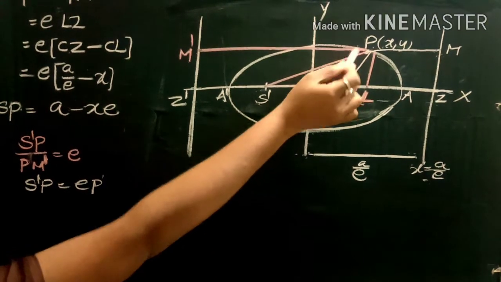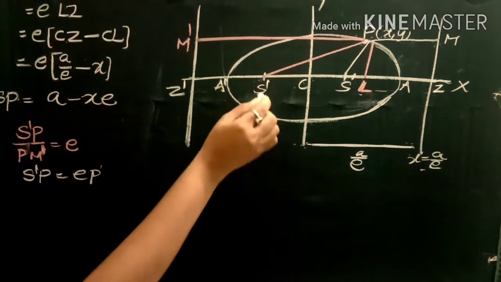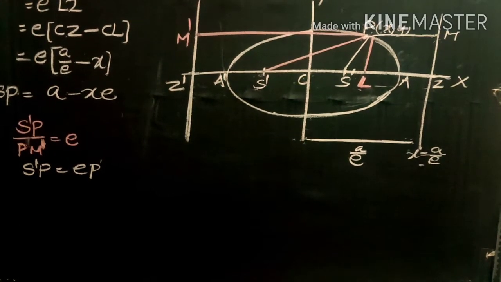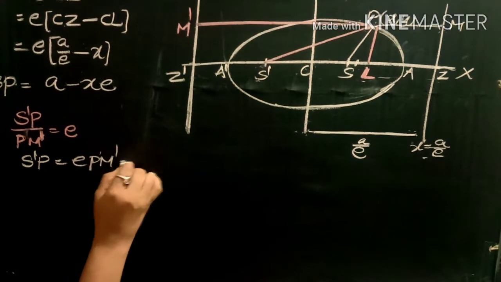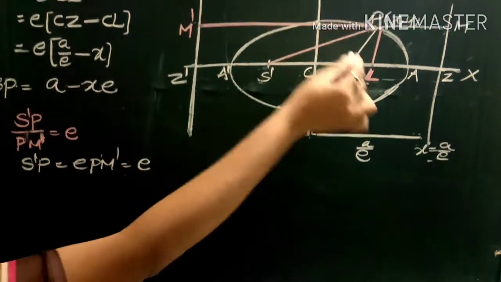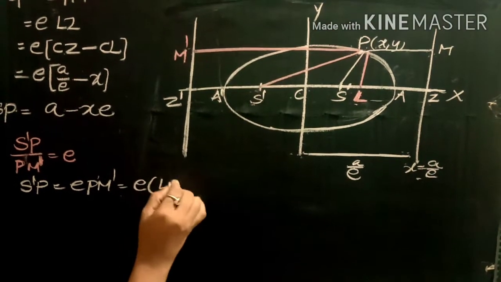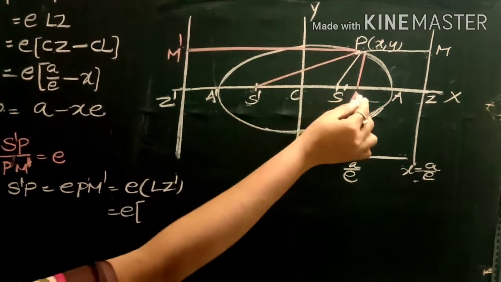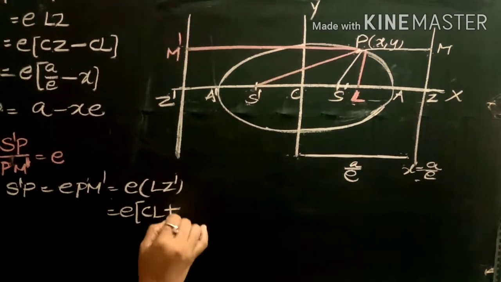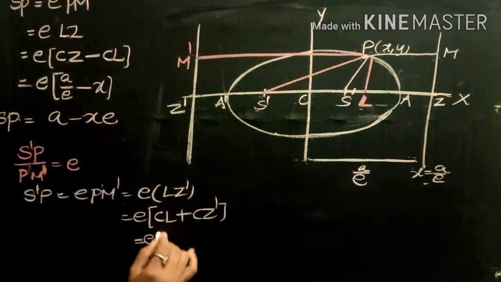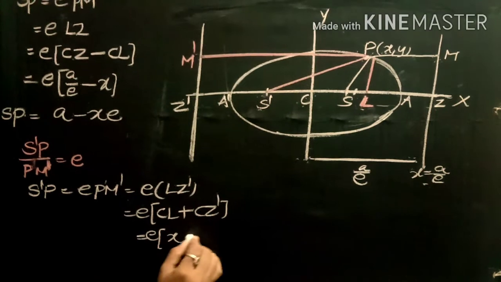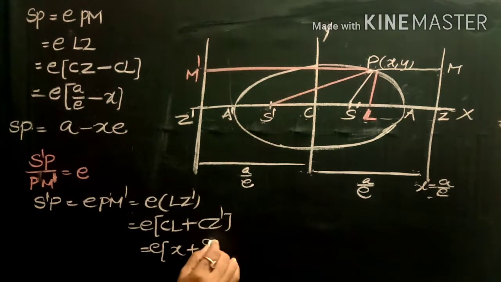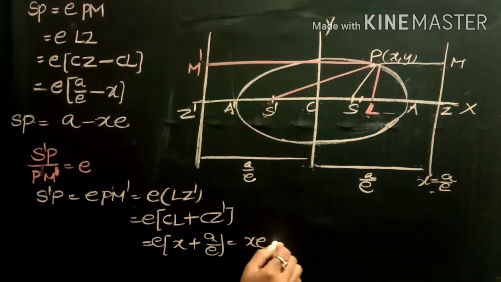Since P is a point on the ellipse, we are applying the definition of the ellipse with respect to the second focus, that is S dash P by PM dash is equals to e, which implies S dash P is equals to e into PM dash. What is PM dash from the diagram? This is nothing but LZ dash, and this is equals to e into LZ dash. What is LZ dash value? CL plus CZ dash. What is CL value? X coordinate of P, that is x, plus CZ dash. Again the distance between these two lines is equals to a by e, which gives the value xe plus a.